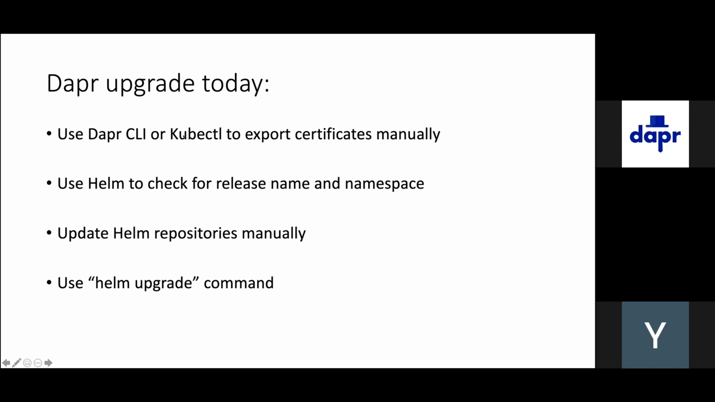So you've used the Dapr CLI or kubectl here, and now you need to jump over to Helm. You need to make sure that Helm is installed, have the CLI on your machine, and make sure it's version 3. Then you need to use the Helm CLI to check for the release name, because Helm uses release names to track charts, and the namespace it is installed in. Then you need to update the repositories manually using helm repo update. And finally, you get the helm upgrade command, which is quite long. I'll show it in a sec, where you supply the certificates that you got.